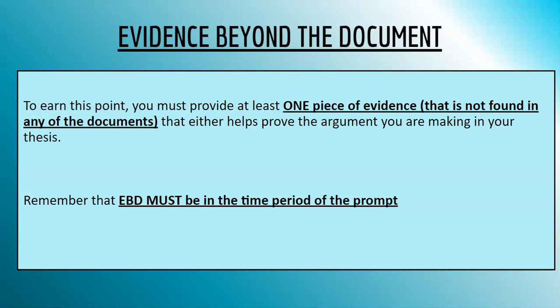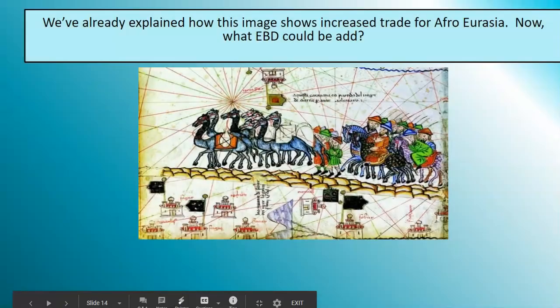And also, your evidence beyond the document, or your EBD, must be in the same time period as the prompt. So it can't be before the time period, it can't be after the time period. So let's take a look on how to do that. So we've already used this image. We know that we're using this image to show increased trade along the Silk Road as a result of the Mongols. And in the previous slide, we've talked about the evidence we saw in the document and how that led to increased trade, right?